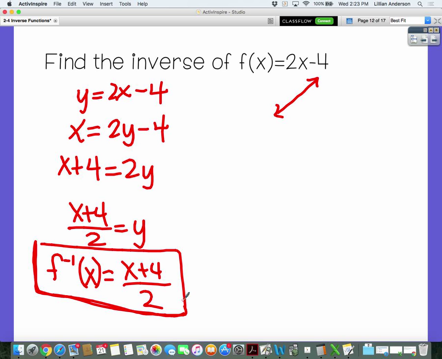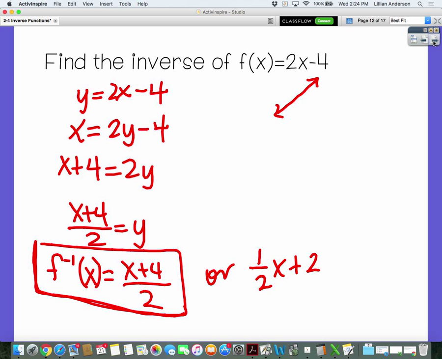Are there any restrictions on our domain? No, it could be 0, because where's our variable? It's on the top. So we really don't have any restrictions. Maybe it is good to write it as 1/2 x plus 2, because that way you'll be able to see it more like a linear function. And all lines don't have any restrictions on their domains. Okay? Questions?